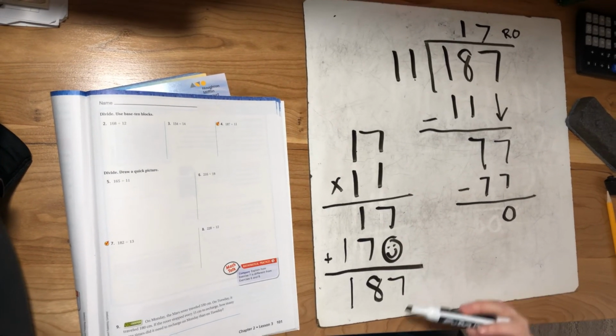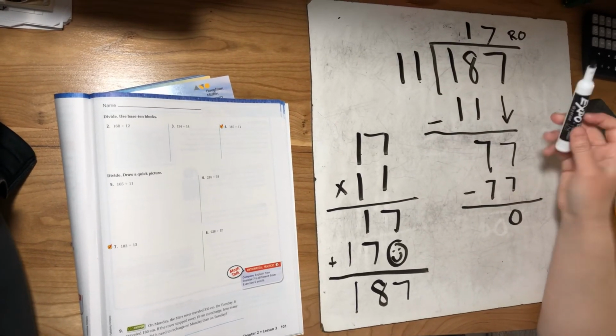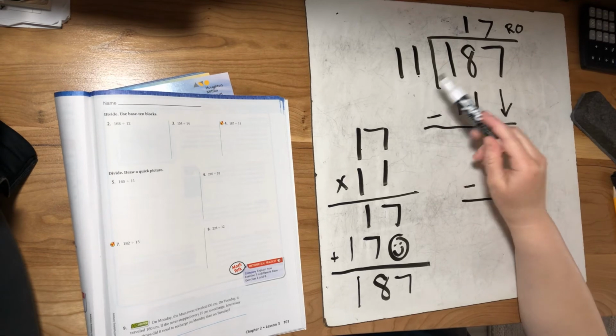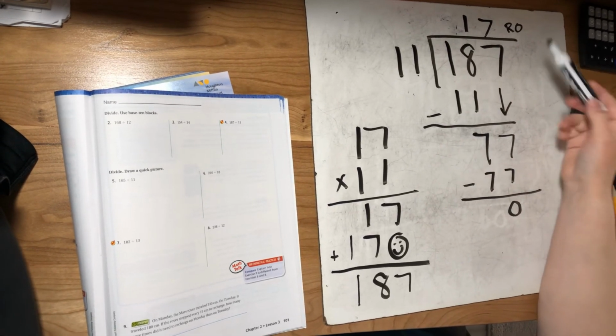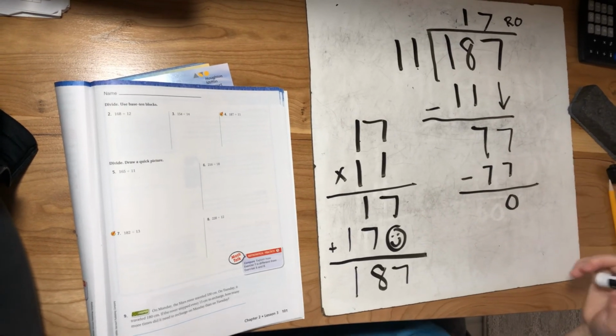Are these numbers the same? 187, 187. These are the same. So we know that 187 divided by 11 is 17 with a remainder of 0. We know it because we double checked it using multiplication.